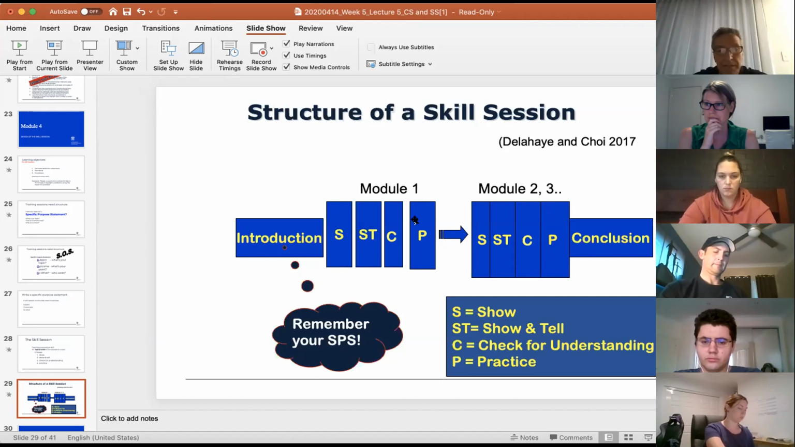And then you might do it again. You might do it as a part B. So you've done part A, and then you do part B with the same procedure, showing and telling, etc. And then you come to a conclusion. Now, remember, in your introduction, you need to have your SPS, and that's the key for what you do. So in the structure of a skill session, doesn't matter what it is, we're recommending that you use this model.